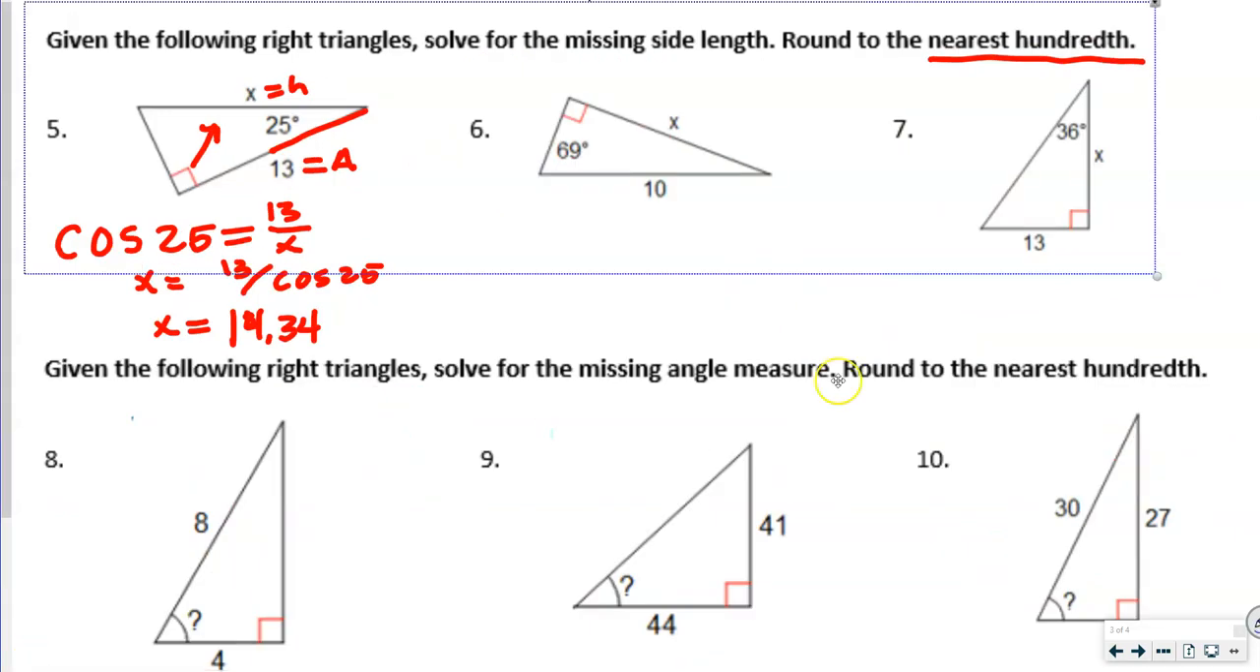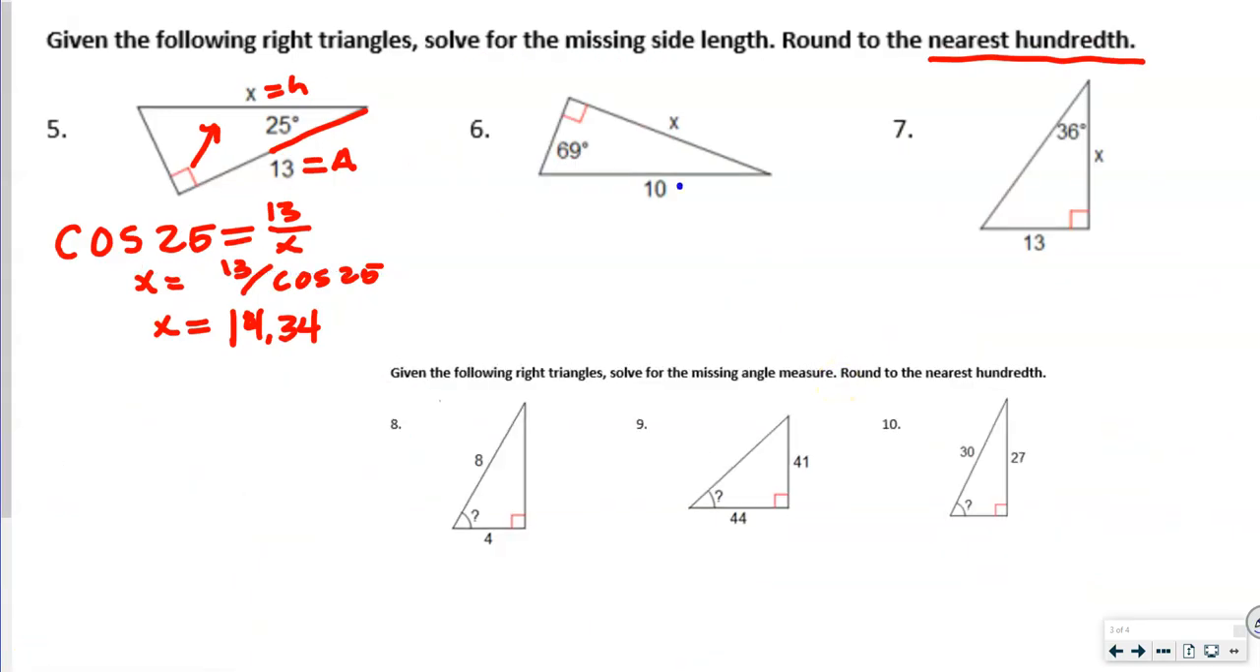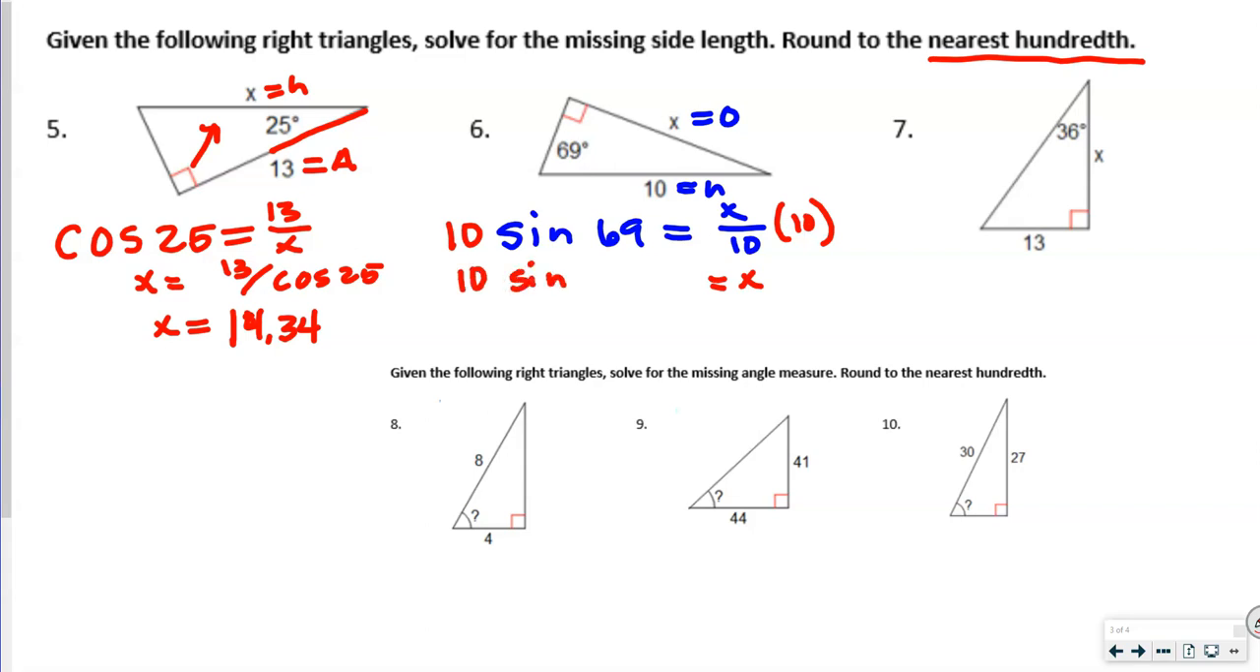So once again, we're going to label our sides. So this is equal to h, and this is now the opposite, right? So what ratio uses opposite and hypotenuse? That's sine. So we're going to do the sine of 69 is equal to the opposite, which is x, over the hypotenuse, which is 10. Now remember, to get rid of that 10 in the denominator, we're going to multiply both sides by 10, right? So then we have that x is equal to 10 times the sine of 69. You can actually put this in the calculator just like this, 10 sine 69. And when you do, that's going to tell you that x is equal to 9.34.